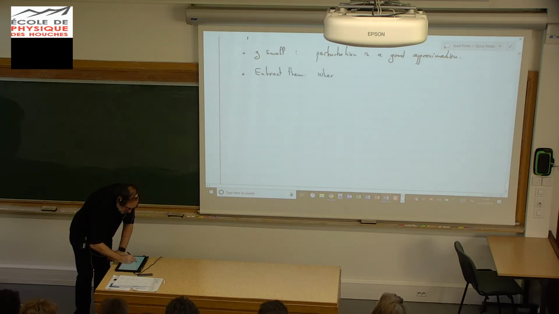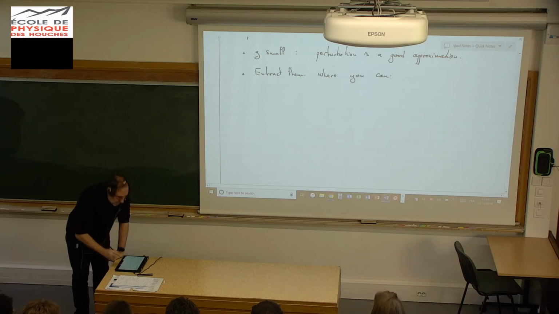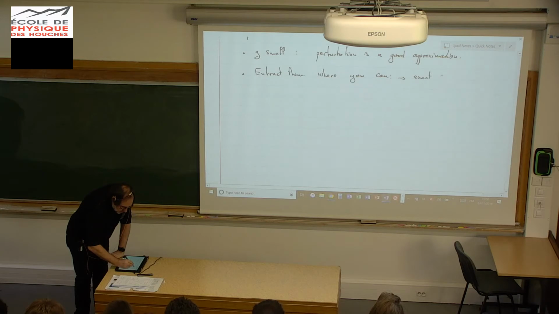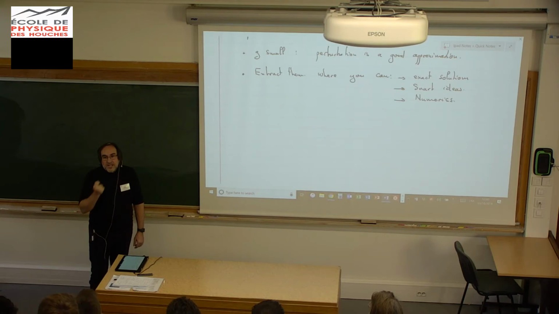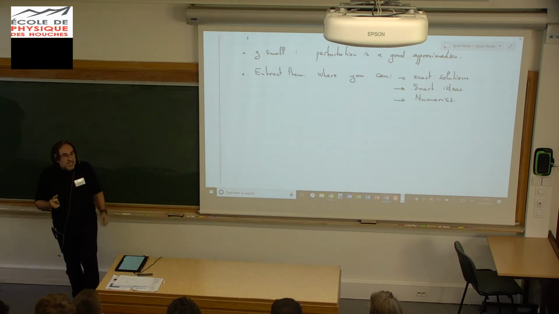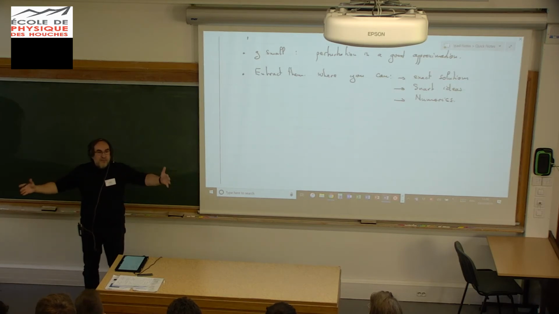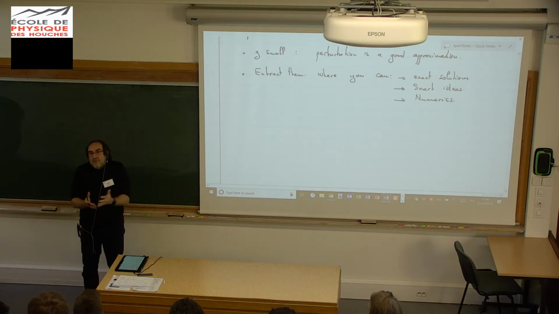where you can. And essentially where you can means exact solutions, smart ideas, and more importantly, numerics. Why? Because you can use things that either numerics or exact solutions are able to give you reliably. It's very difficult in numerics to give you the large distance behavior of a correlation function. You compute on 100 sites. So that's a nightmare. But to give you the compressibility of a system, it's very easy because it's a thermodynamic quantity. So the numerical error is very small.